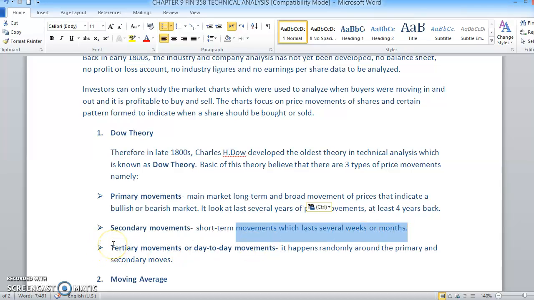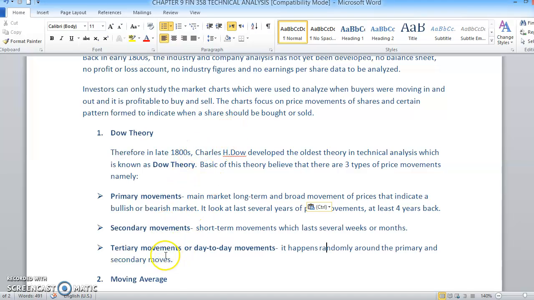Kalau tertiary ataupun minor trend, minor or near term, dia panggil near term trend ni akan melihat kepada beberapa minggu sahaja. Sangat short lah. Very short term untuk the day to day movement, dia tengok mungkin hanya dalam 2 minggu, 3 minggu, right?